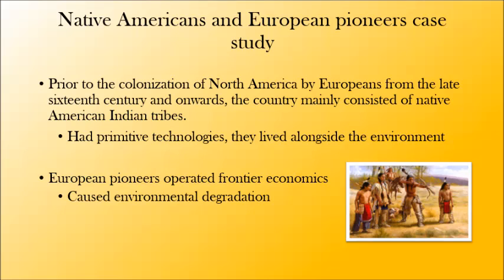From a general point of view, the Native Americans thought of their environment as communal and had a sustainable economy based on the exchange of goods without using money. Since they had primitive technologies, they lived alongside the environment, which came from their beliefs that everything had life, similar to the movie Pocahontas. Unlike the Native Americans, the European pioneers operated frontier economics, which consisted of the exploitation of resources which they believed to be unlimited. However, this caused environmental degradation to the Native American habitat through overpopulation, heavy and advanced technologies and industries.